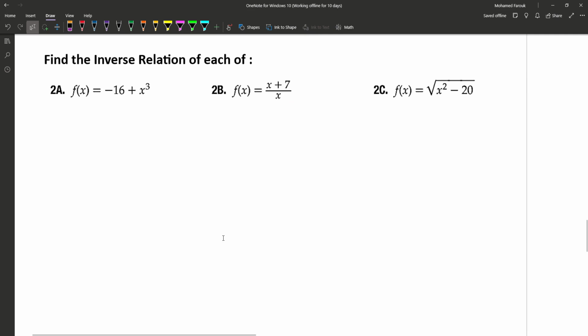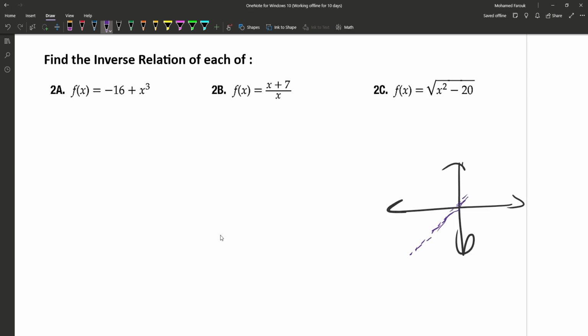We need to find the inverse relation of each of the following. Okay, of course you remember how to get it graphically. You have your coordinate plane, and you have your line y is equal to x. Wherever the graphs that you have, you need just to reflect it about this line.